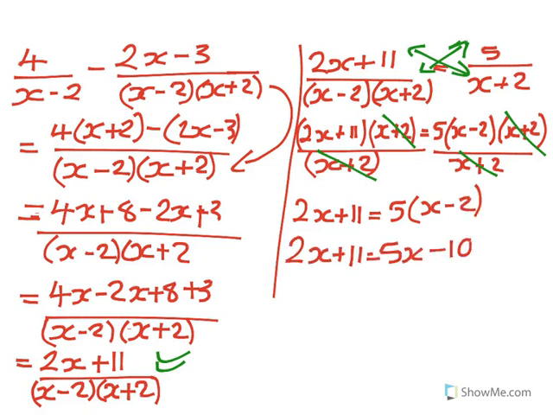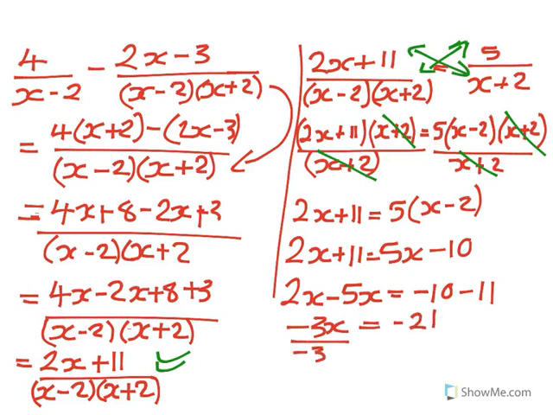And then when you solve for x, you have 2x plus 11 is equal to 5x minus 10, and you can take 5x to the other side, changing the sign to become minus 5x, is equal to minus 10, and then the 11 will become minus 11. When you solve this, minus 3x is equal to negative 21. You divide by negative 3 on both sides, and you're going to have x is equal to 7. So the value of x in this case is equal to 7.